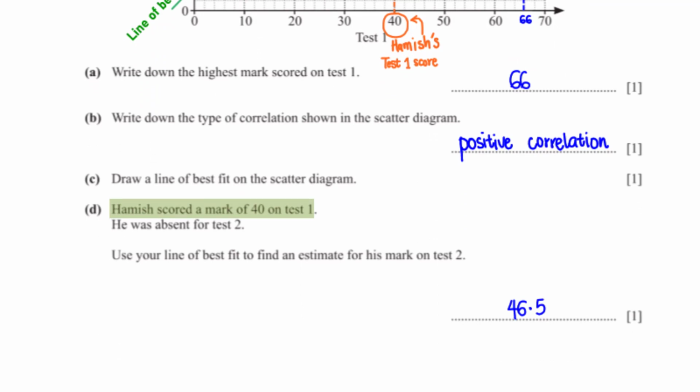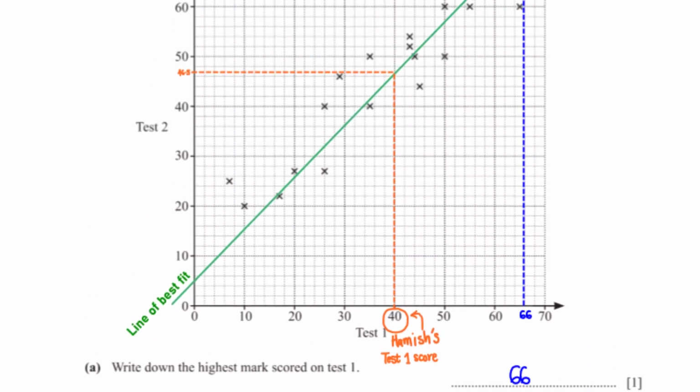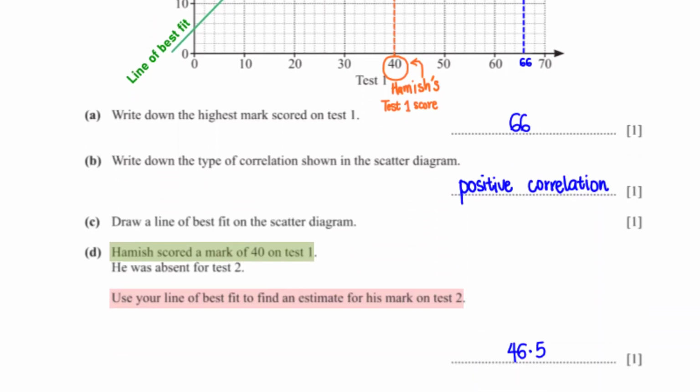Hamish scored a mark of 40 on test 1. He was absent for test 2. Use your line of best fit to find an estimate for his mark on test 2. So on the graph, we map out 40 on the test 1 axis and trace it to our line of best fit. The corresponding mark for test 2 that we get is 46.5, and so that will be our final answer.